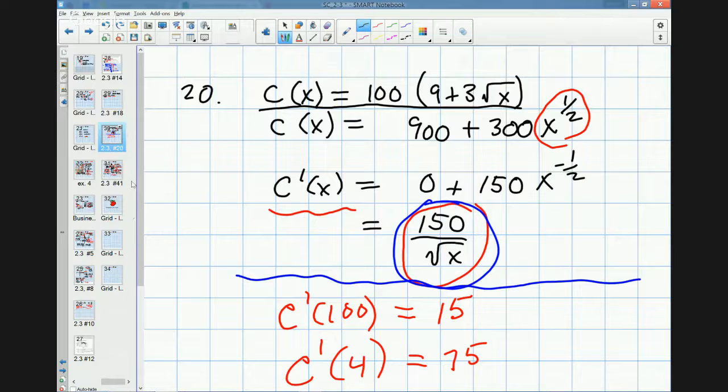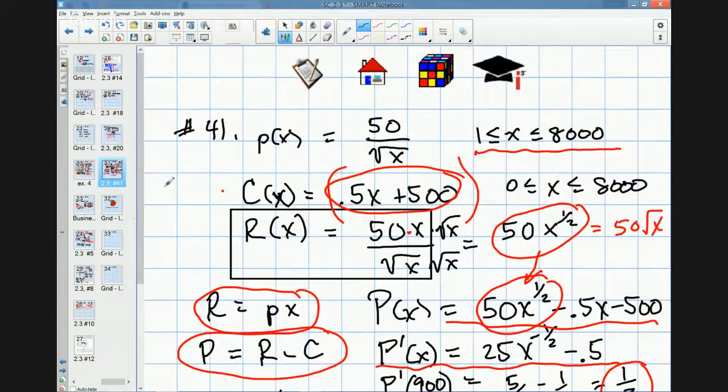One more example I'd like to look at. I'm trying to get a variety of these. Let's take a look at number 41. Okay, here's where that R equals PX is going to come into play. Number 41, business problem, and it says the demand function for a product is given by small p equals 50 over the square root of x. So that's this thing right here. That's the demand.